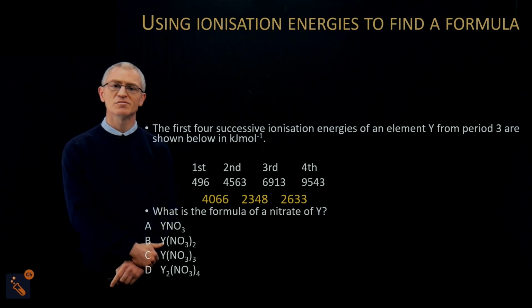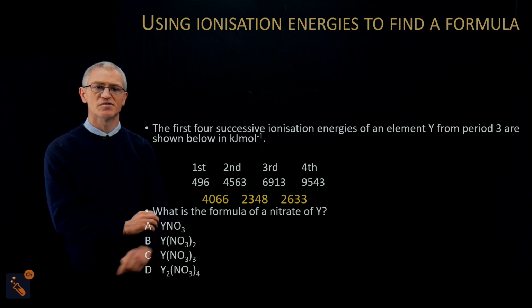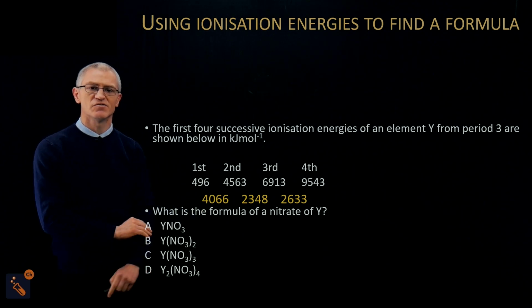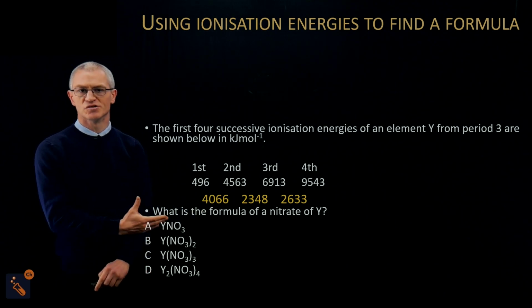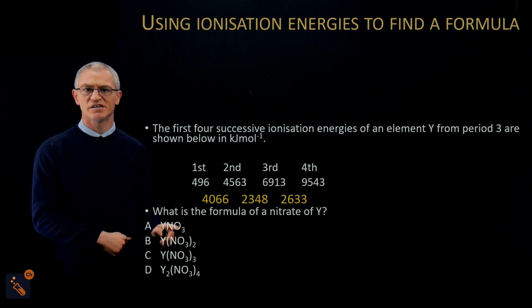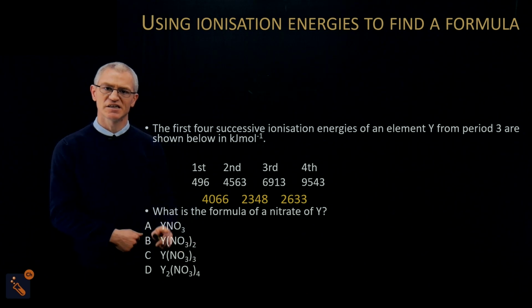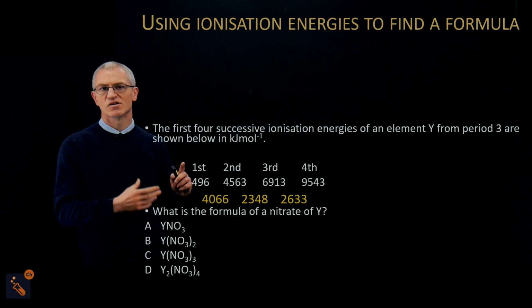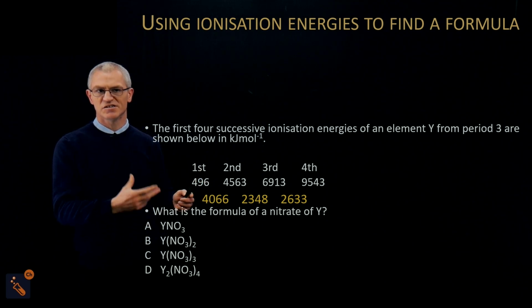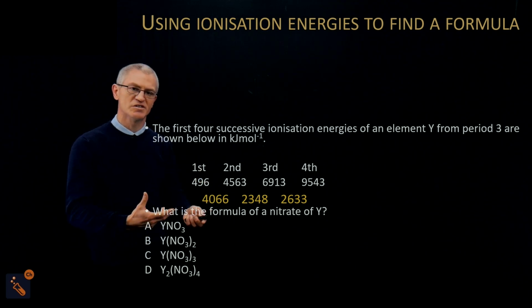Now, the question is normally given as a multiple choice, and it will say, what is the formula of the nitrate? And then here are all of your options. So we need to know that a nitrate is NO3, and we need to then pick out our options. To do that, we need to know what group this is in. So it's in period 3. What group is it in?